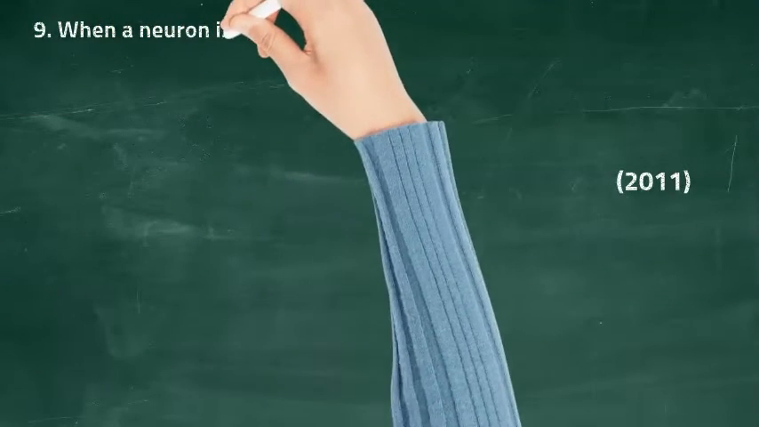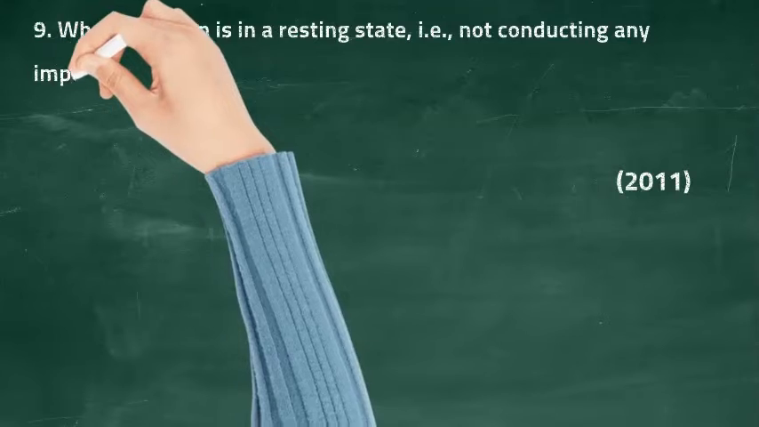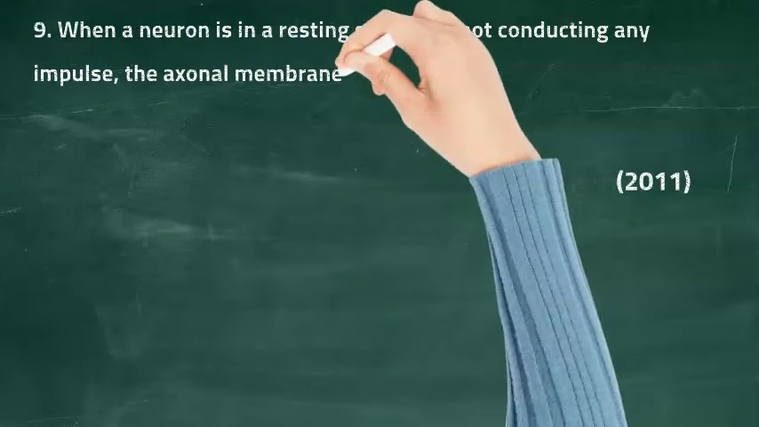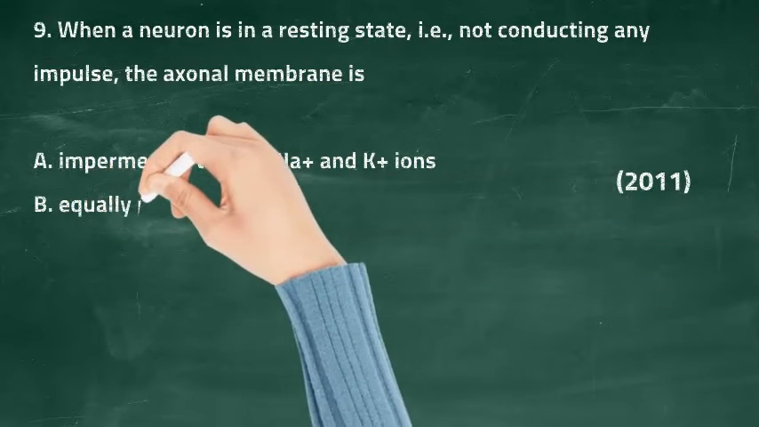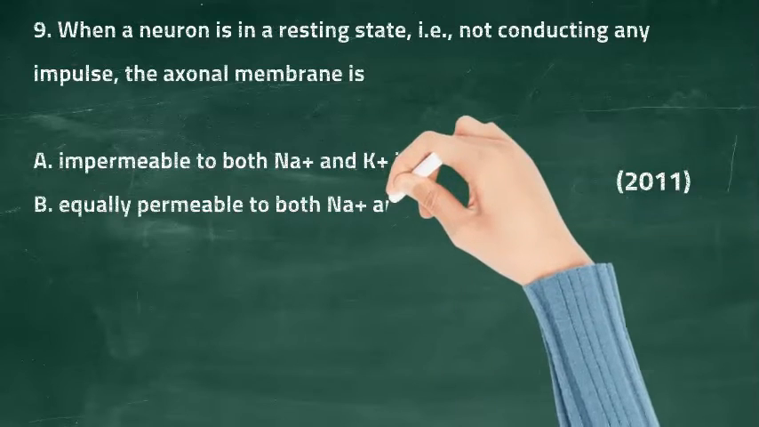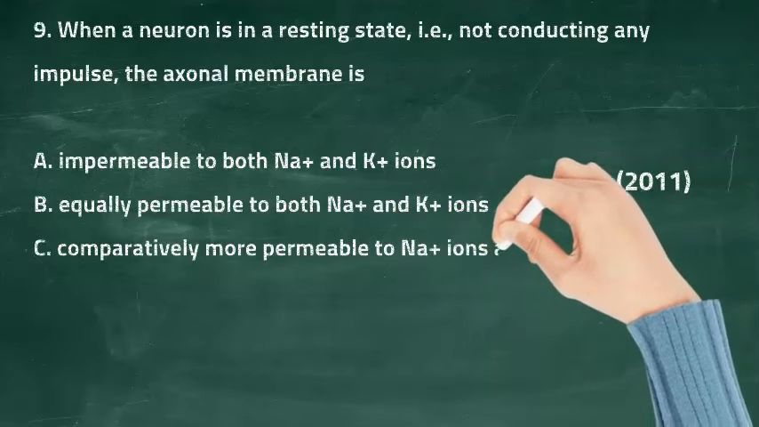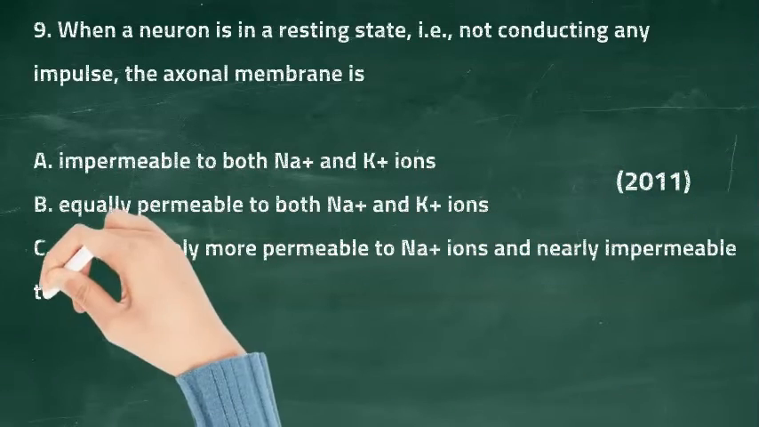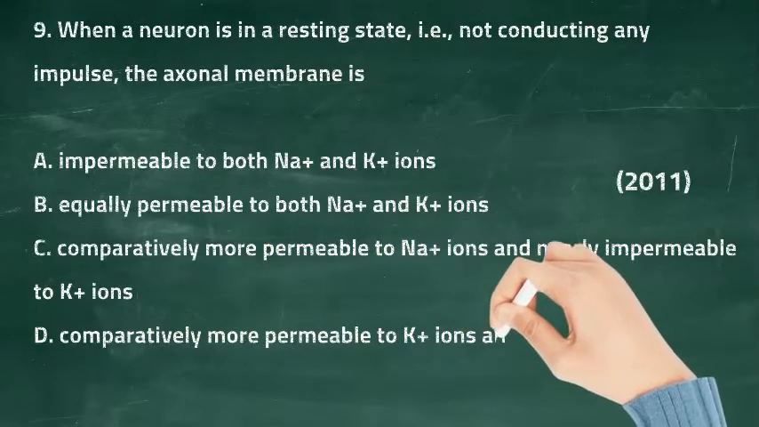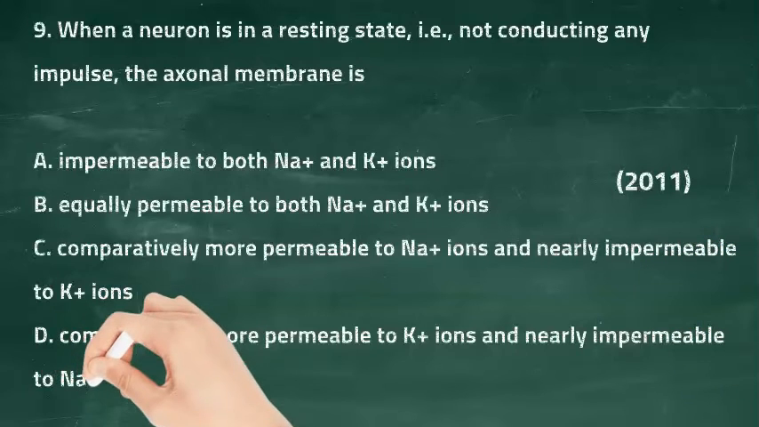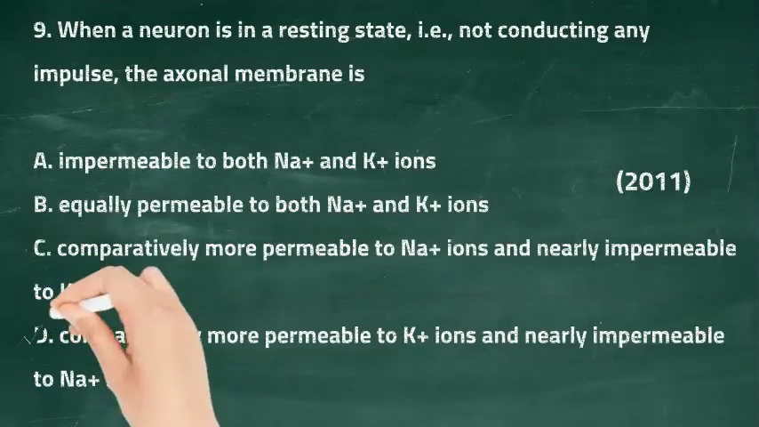Question 9th. When a neuron is in resting state, for example not conducting any impulse, the axonal membrane is: option A is impermeable to both sodium positive and potassium positive ions. Option B is equally permeable to both sodium positive and potassium positive ions. Option C is comparatively more permeable to sodium positive ions and nearly impermeable to potassium positive ions. And option D is comparatively more permeable to potassium positive ions and nearly impermeable to sodium positive ions. So the right answer for this question is option D, which is comparatively more permeable to potassium positive ions and nearly impermeable to sodium positive ions.